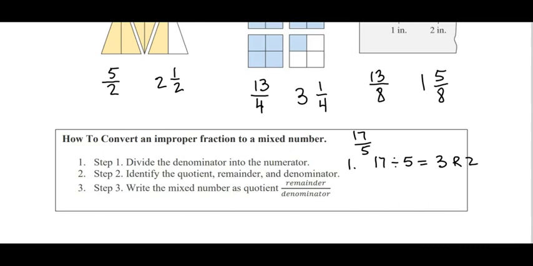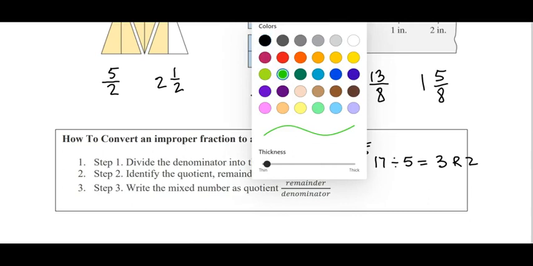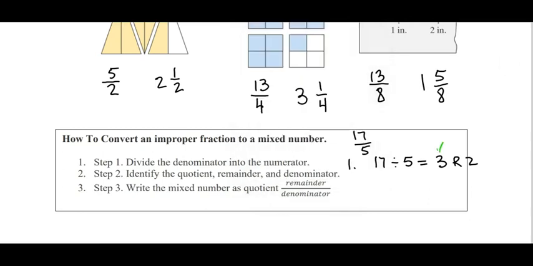Okay. So let's look at the second step. Identify the quotient, remainder, and denominator. All right, so let's go ahead and label everything that we have. The 3 is the quotient, which is the result of the division. The remainder is 2, and our denominator is what we were dividing by. So those are the 3 parts, okay?